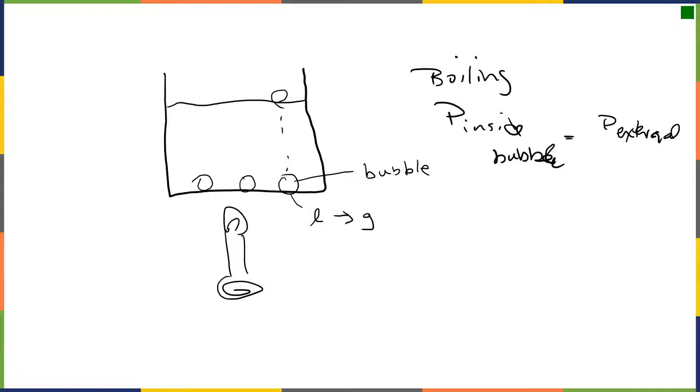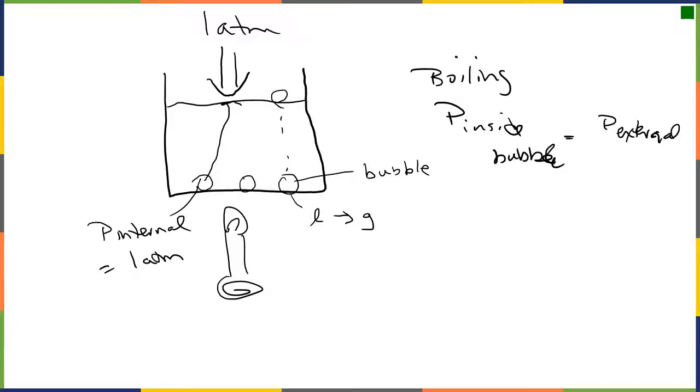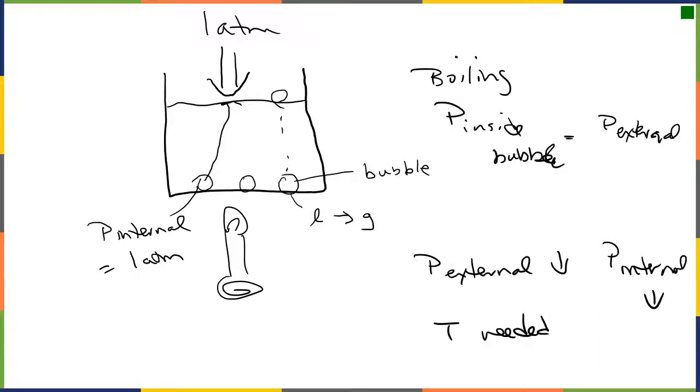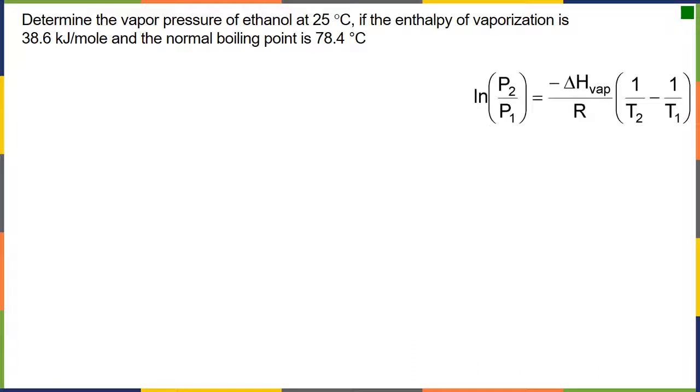So if we're sitting out here and we are at 1 atm, our pressure of 1 atm is going to push down on this liquid. So in order for these gas bubbles to escape, the pressure internal also has to be 1 atm. So as the pressure external goes down, the pressure internal will go down, and the temperature needed in order to boil this will also go down. So let's look at another one.